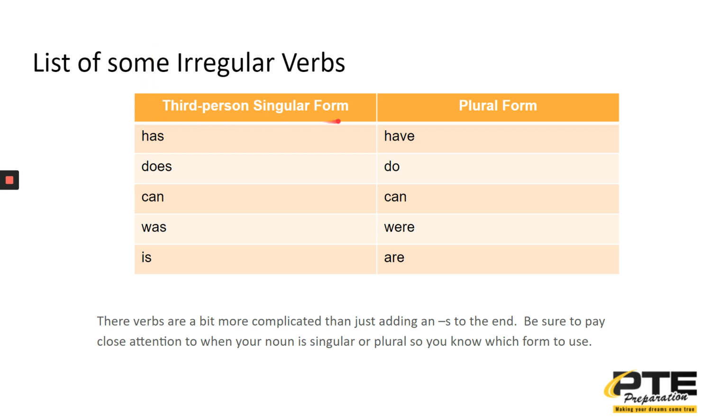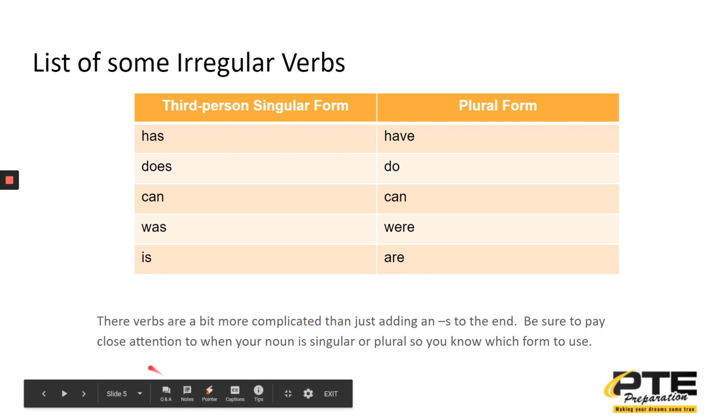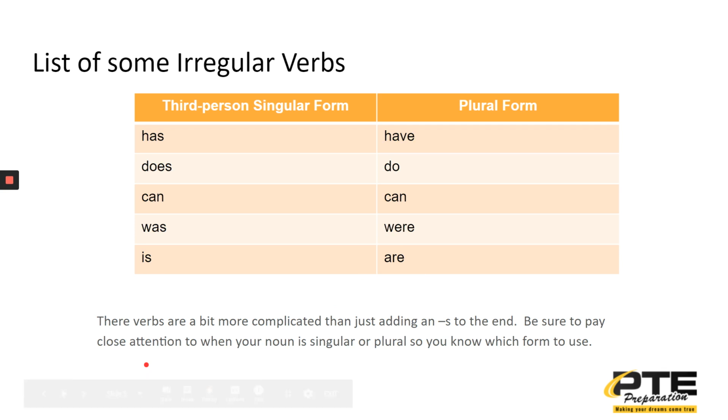So your third person singular form would be he has versus we have. She does or I do, we do. Can stays the same no matter what. So he can or they can. Was and were and is and are also change. He was, he is, they were, you are. These are verbs that are just a bit more complicated than just adding S.